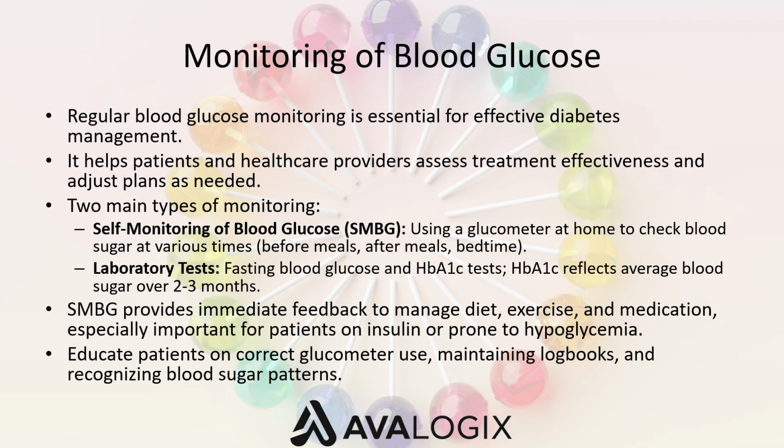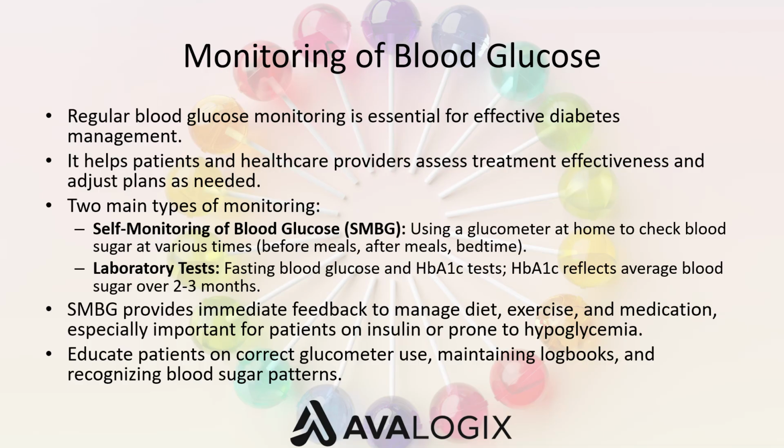Monitoring blood glucose regularly is a cornerstone of effective diabetes management. It helps both patients and healthcare providers understand how well the treatment is working and make necessary adjustments. There are two main types of monitoring: self-monitoring of blood glucose, SMBG, and laboratory testing. SMBG involves using a glucometer at home to check blood sugar at various times, before meals, after meals, or at bedtime.